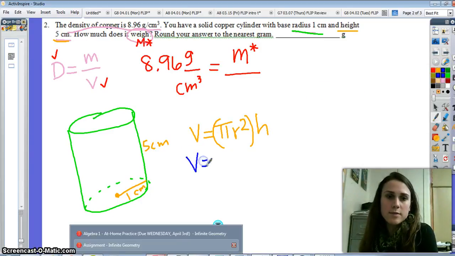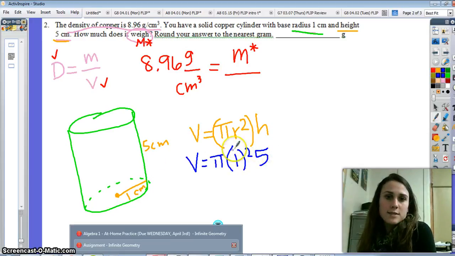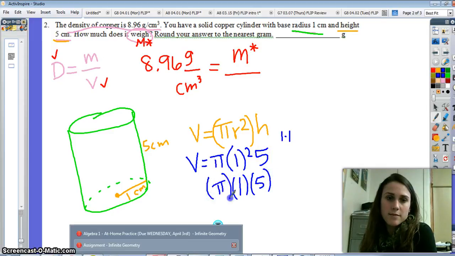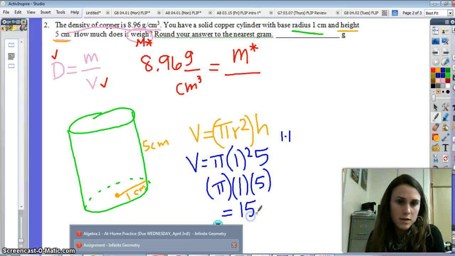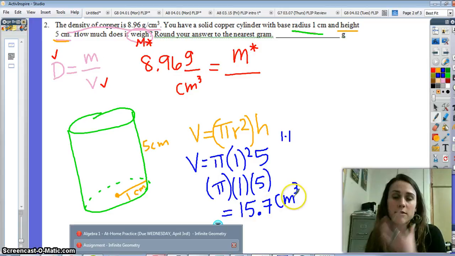Let's plug in numbers. Volume equals pi times my radius, 1, squared, times height of 5 centimeters. Order of operations tells me I need to do this exponent first. I need to get rid of this. 1 squared is the same as 1 times 1, which is just 1, times 5 times pi. 5 times 1 times pi, I did that on my calculator, equals 15.7 centimeters cubed. Why centimeters cubed? Because I'm dealing with volume.